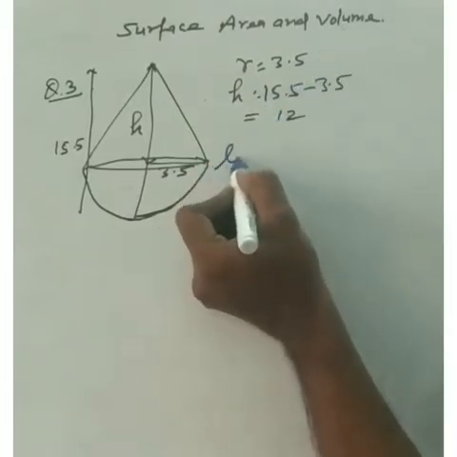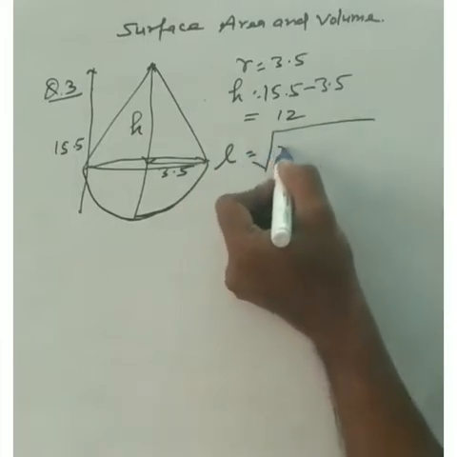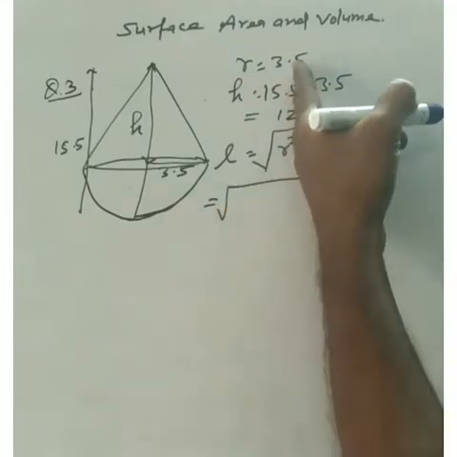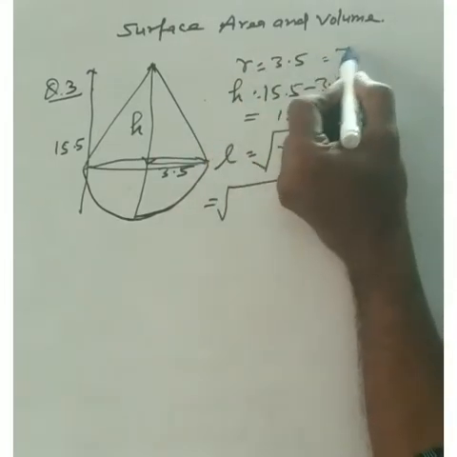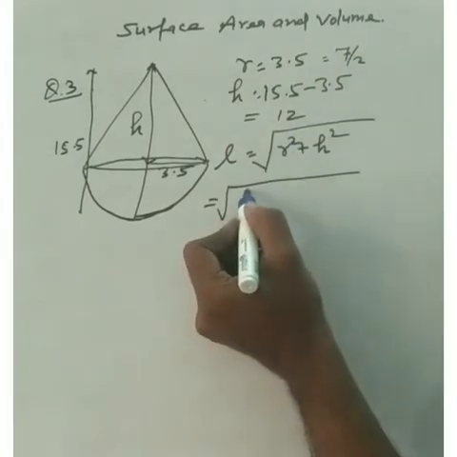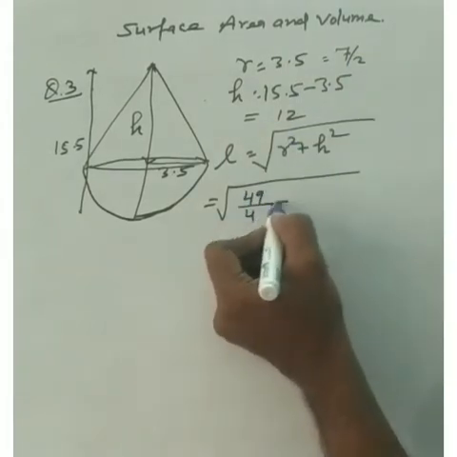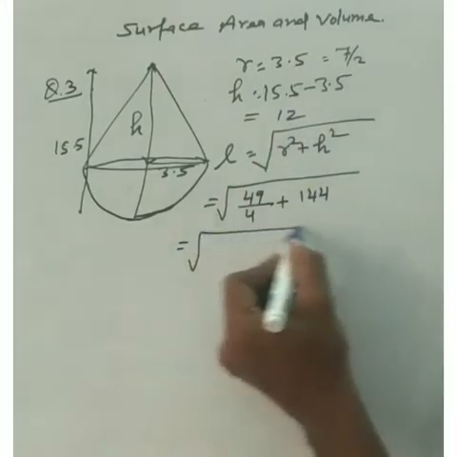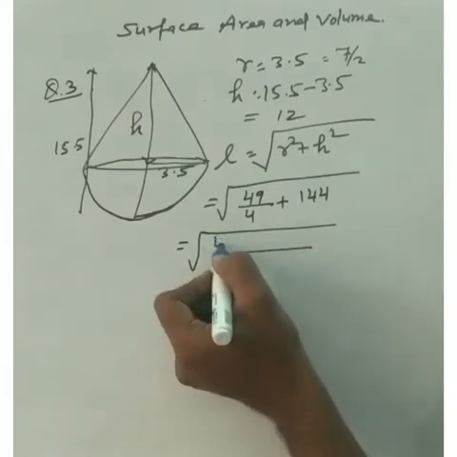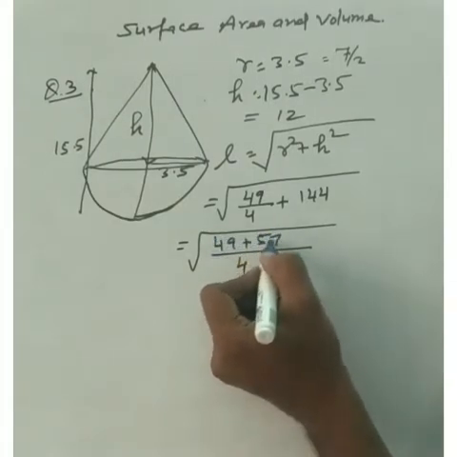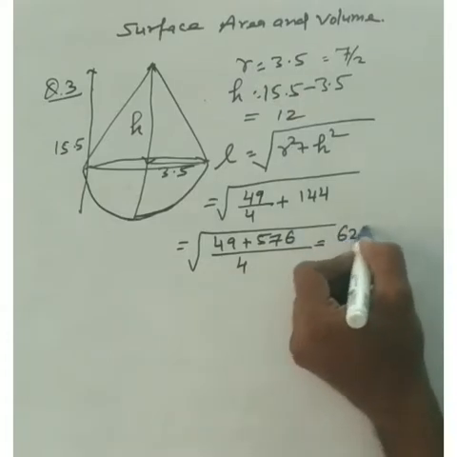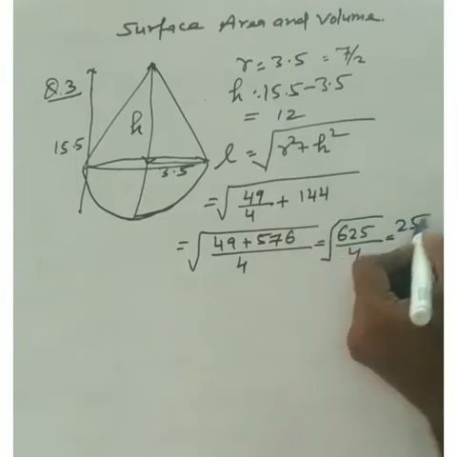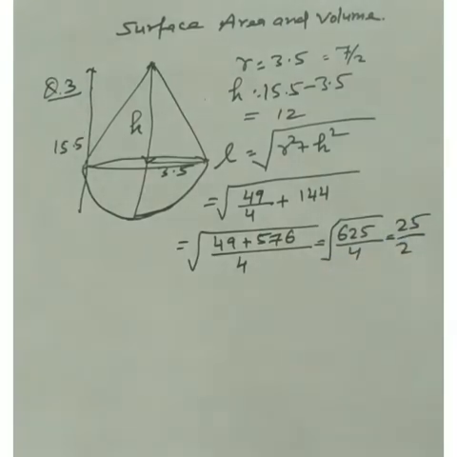Now we have to find out L. L is root of r square plus h square. r square means 3.5 is 7 upon 2. So 7 upon 2 square, 49 upon 4. h is 12. 12 square is 144. 4 LCM, 49 plus 576, 625 upon 4, which is equal to 25 upon 2. This is L.